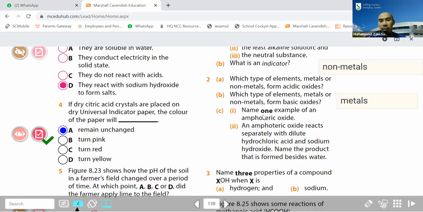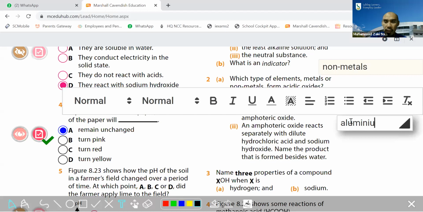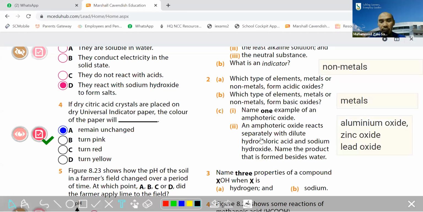Amphoteric oxide. Give one example. Okay, remember AZL: aluminium, zinc, and lead. So it should be either one. Either aluminium oxide or zinc oxide. Okay, lead oxide. Choose one. Okay, right. Next, amphoteric oxide reacts separately with hydrochloric acid and sodium hydroxide.